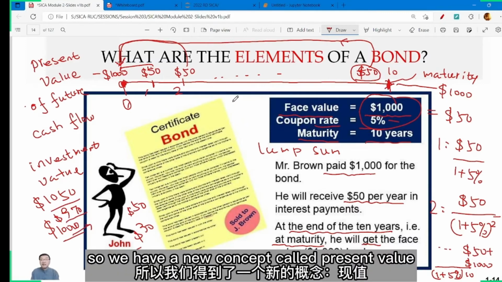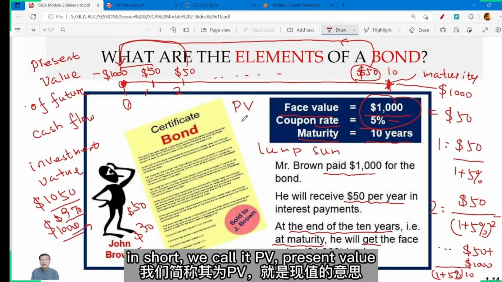So we have a new concept called present value. In short, we call it PV, present value.